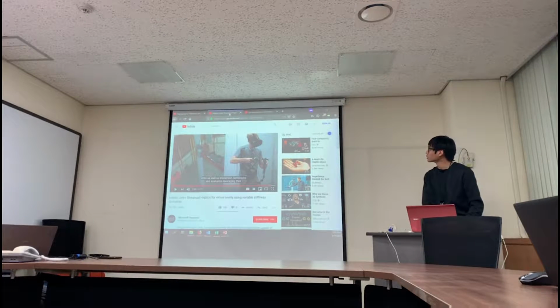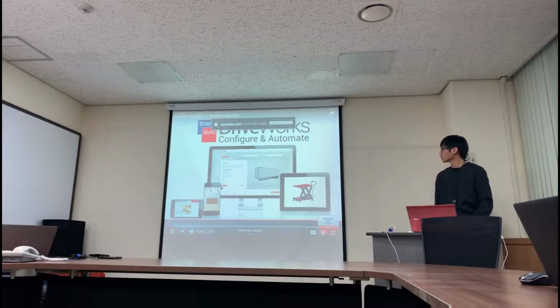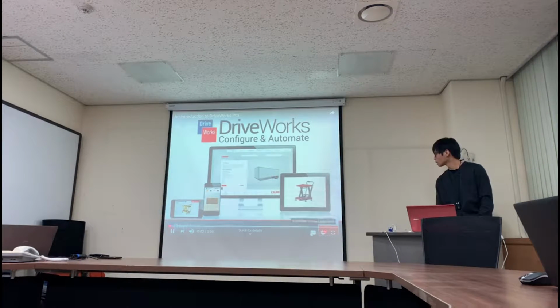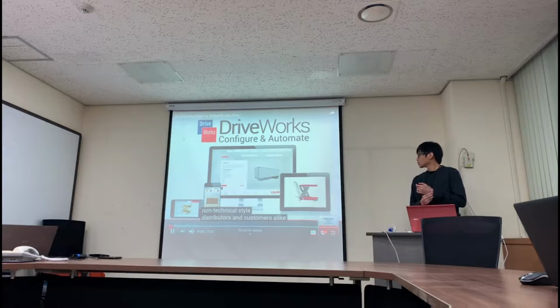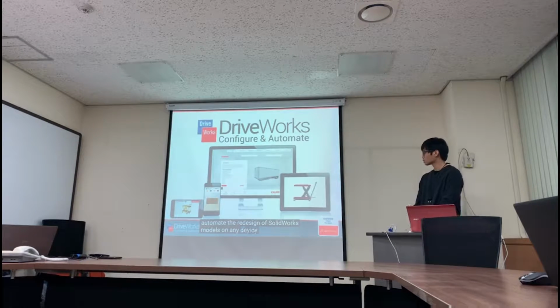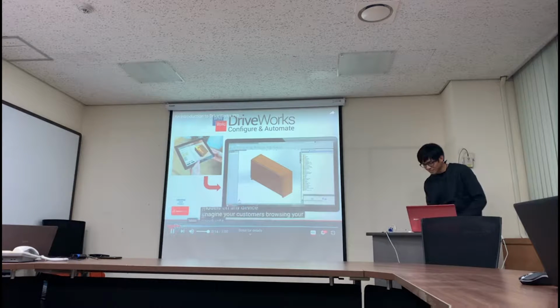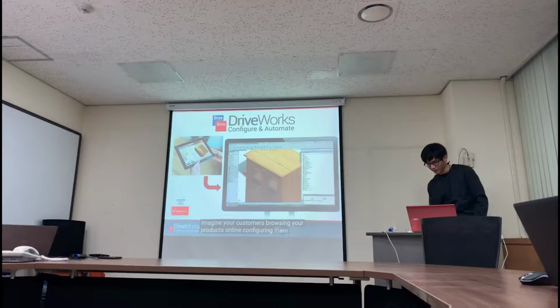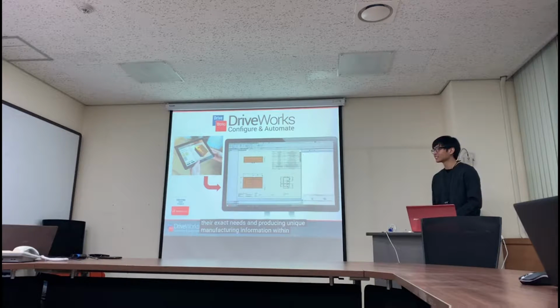So the next one is about design automation, and this is one of the example products. TriQuant is used by engineers, non-technical staff, distributors, and customers alike to automate design software models on a device. Imagine your customers browsing your products online. Producing unique manufacturing information in minutes.